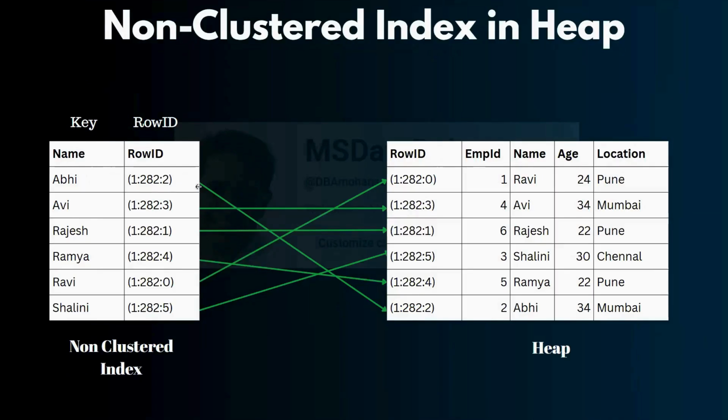In that case, you can see that this row ID is pointing to this row ID, right? So here we have a row ID in the non-clustered index, as well as a row ID in the heap table. So this is how SQL Server points to data in the case of non-clustered indexes.